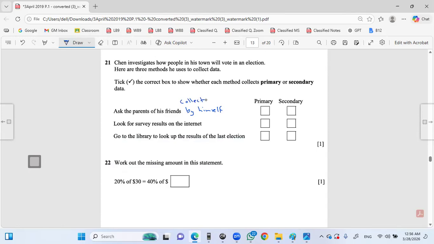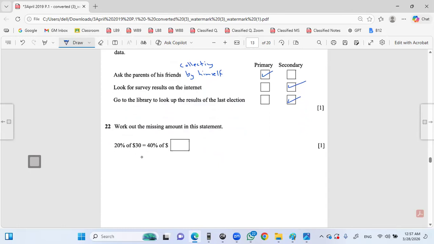Collecting by himself. So it is what? Primary. Look for survey results on the internet, not collected by himself, collected by others, secondary. Go to the library to look up the results of the last election, not collected by himself. He's going to search and look for surveys or results found by other people. He's going to look in books, magazines, newspapers, whatever, but he's going to look for something that other people did already before. So it is also secondary.